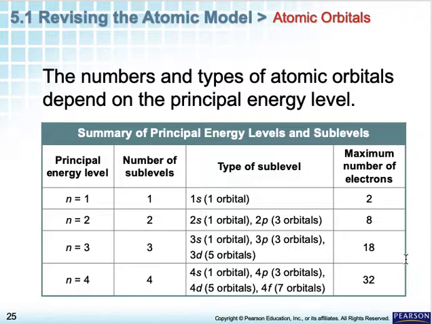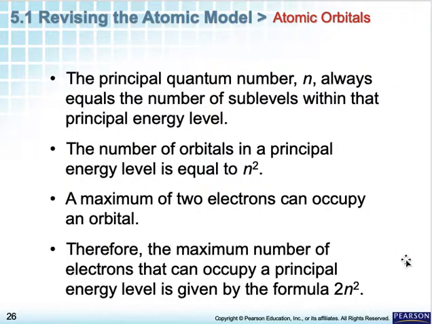And when n equals 4, we add the f. There's 7 f orbitals, which is 14 electrons. So 14 plus 18 is 32. The principal quantum number n is always equal to the number of sublevels. The number of orbitals in a principal energy level is equal to n squared. So if you want to know the number of orbitals, you square n.